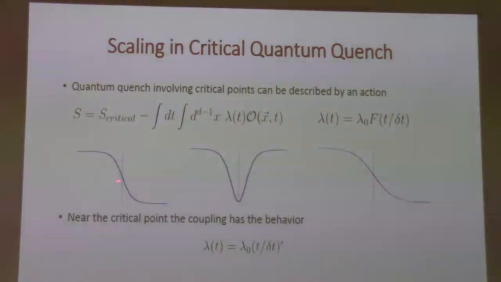The kind of these functions are given by pictures like this, and this has the property that lambda naught is the overall scale of the coupling which sets the basic units in the system, and near the critical point this coupling has a behavior which goes as some power of t. This is what you prescribe in the system. This is under your control. In real experiments, you will design a time dependence by some external magnetic field or something like that. And we want to study various responses.